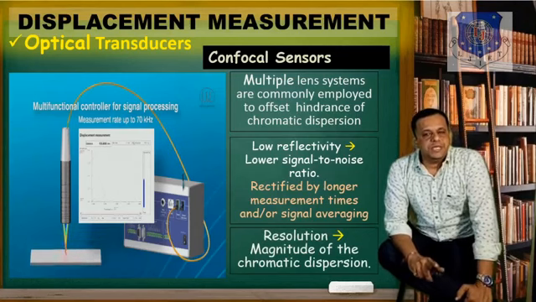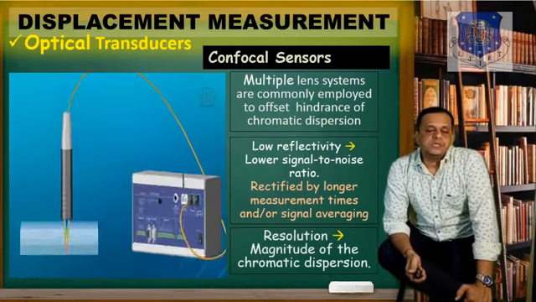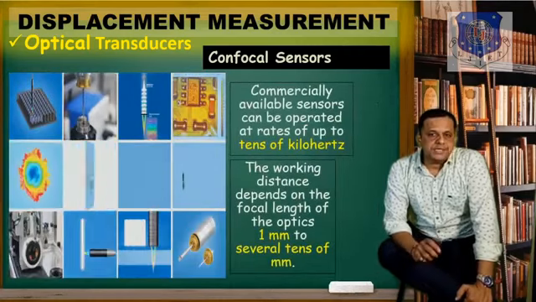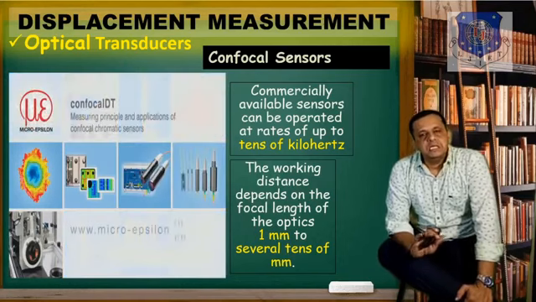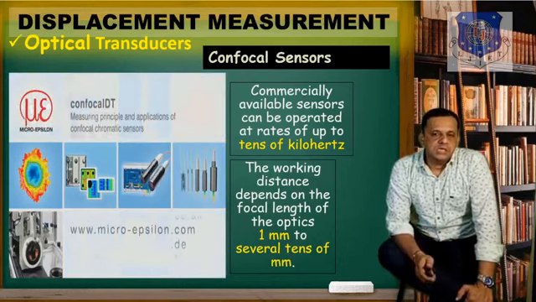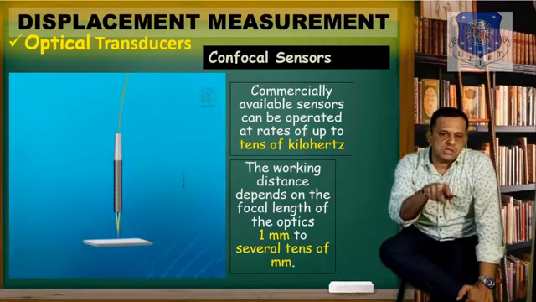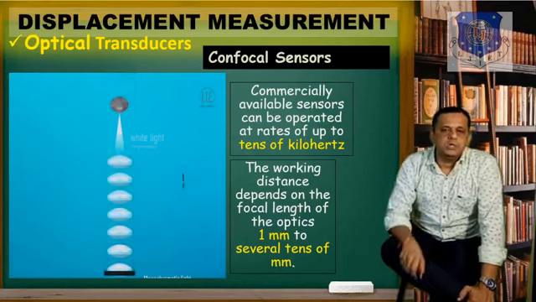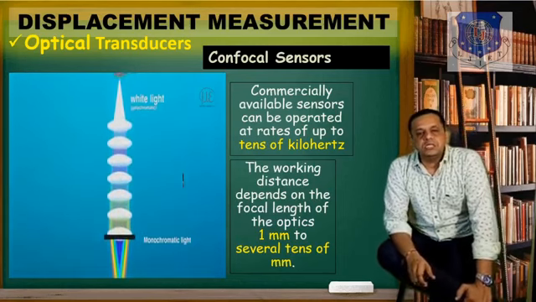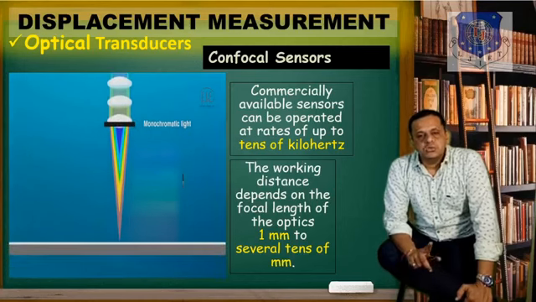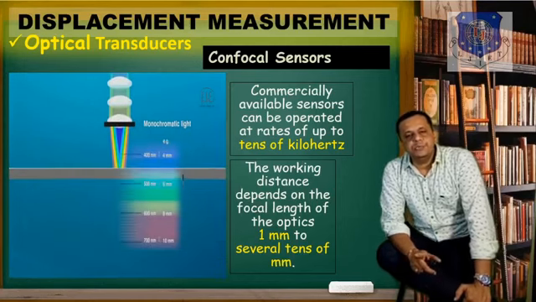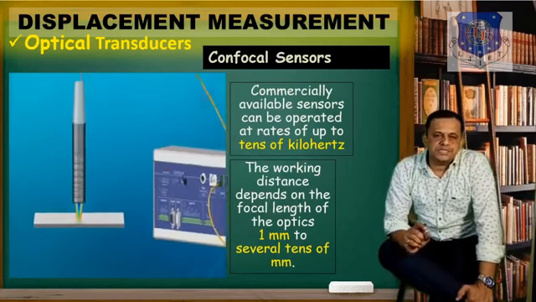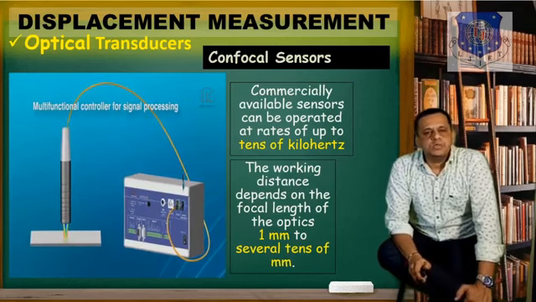Resolution will depend upon the magnitude of the chromatic dispersion, and commercially available sensors are in, say, tens of kilohertz frequency burst. Here you see the frequency, as the object is moving near and away from your light source, and it depends on the focal length, starting from 1 mm to several tens of millimeters. So basically this is for a very small displacement distance measurement system.